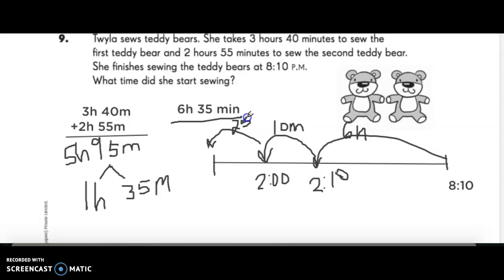And then it brings us back into another hour, so we'd be at 1:35 p.m. for our final answer for this one. So this is the time that she started sewing.